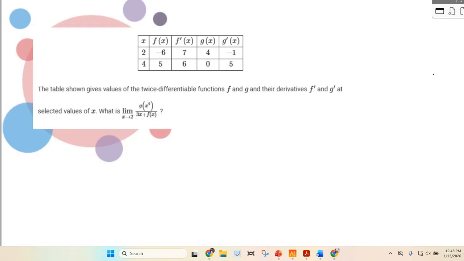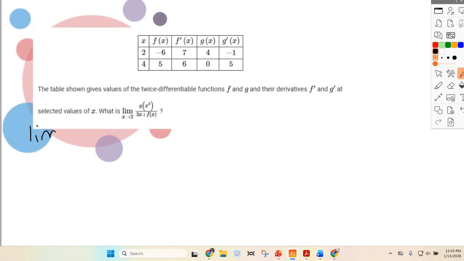So remind me, when we are finding a limit, what do we want to do first? Yeah, we want to try and see if we can directly substitute. So I have the limit as x goes to 2 of g of x squared divided by 3x plus f of x.